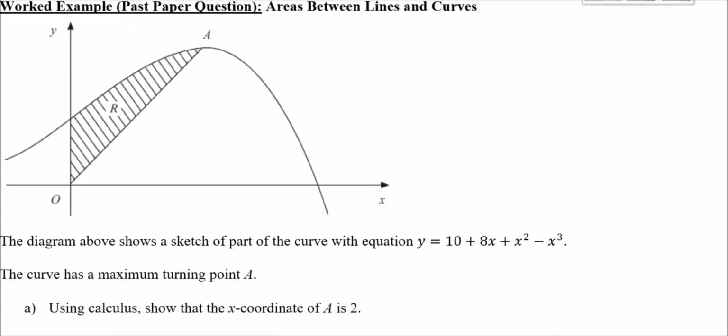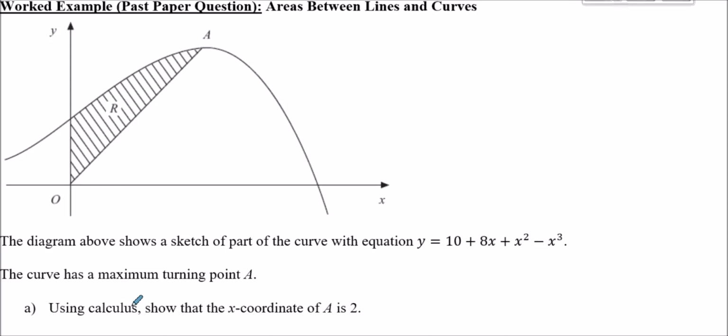Okay, final worked example before you try some on your own. This was a real past paper question from yonks ago. This was years and years ago, but it was the real deal. This is what actually came up. So here we have a curve. The curve has equation y equals 10 plus 8x plus x squared minus x cubed. The curve's got a maximum at point A. Using calculus, show that the x-coordinate of A is 2.